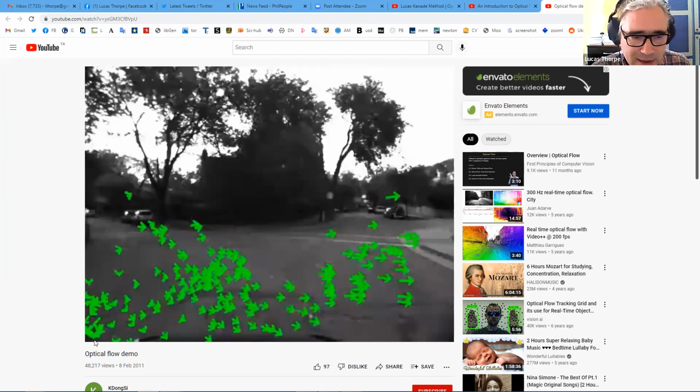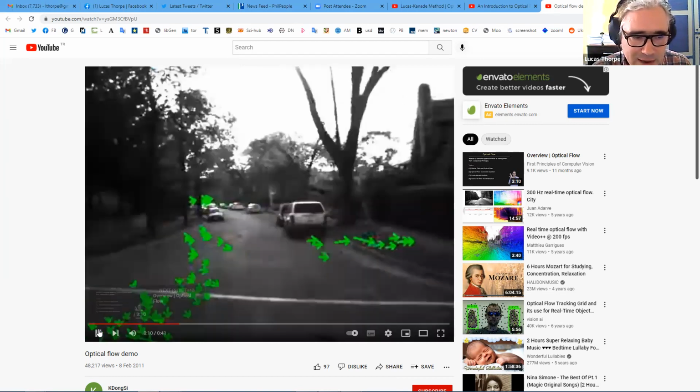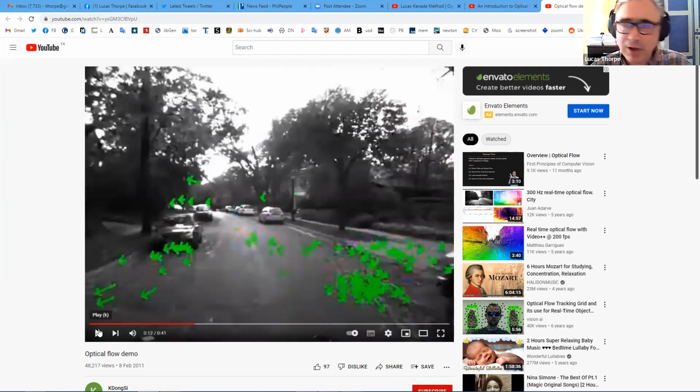And how this optical flow is calculated is you take one picture and after another one, and then you calculate how much change there is between certain pixels in the first picture and in the second. And there's various methods of doing it.